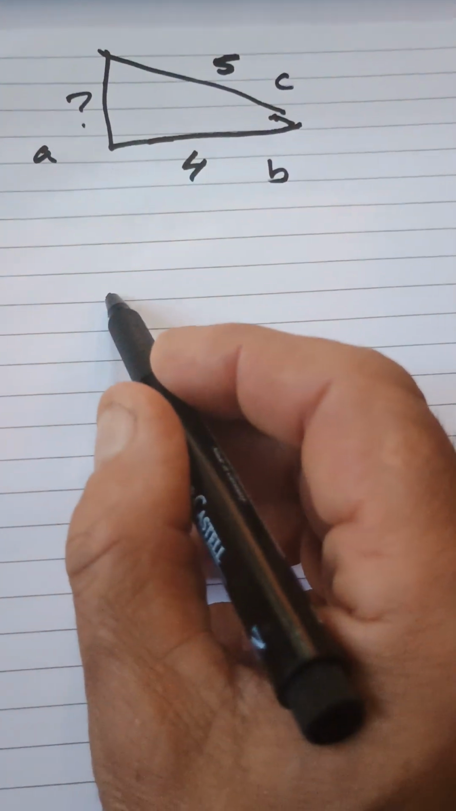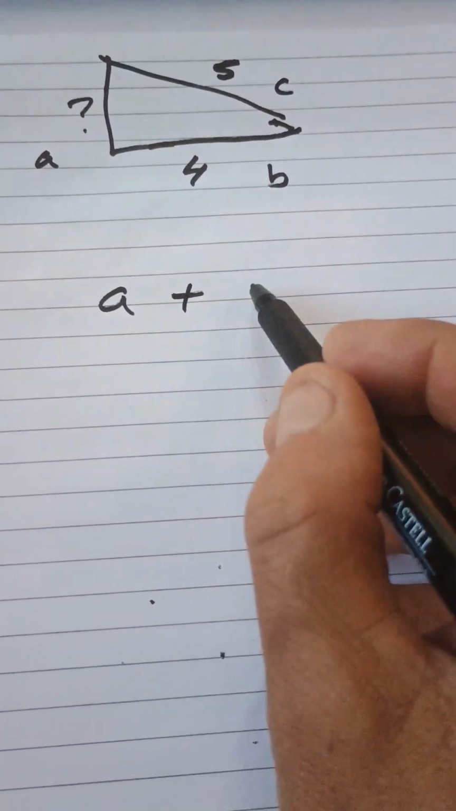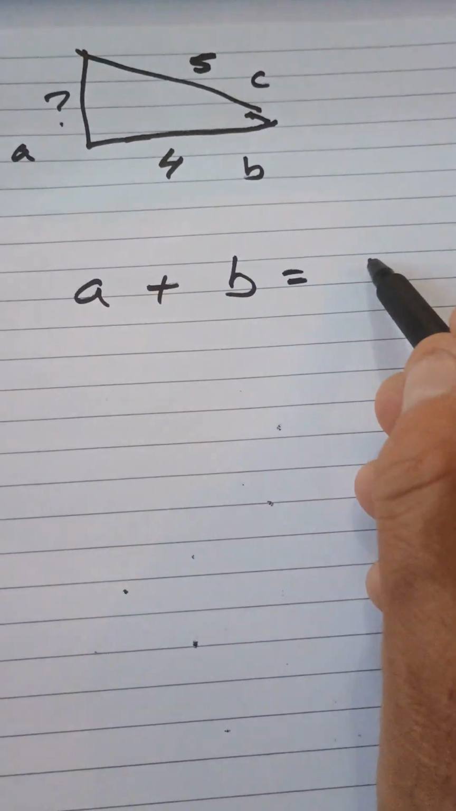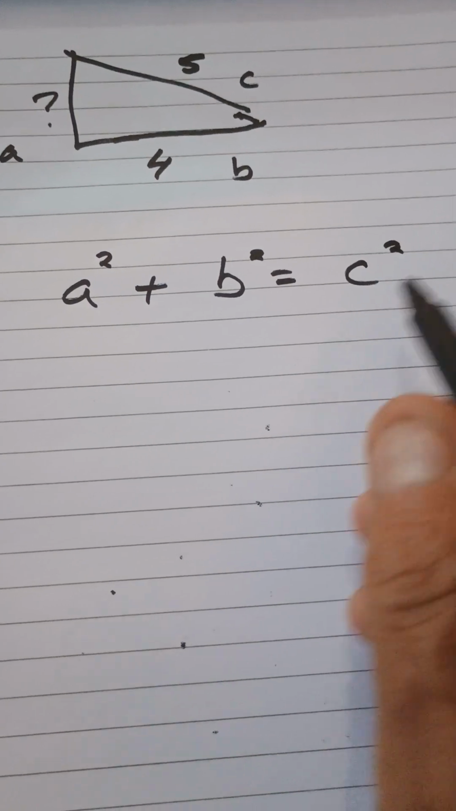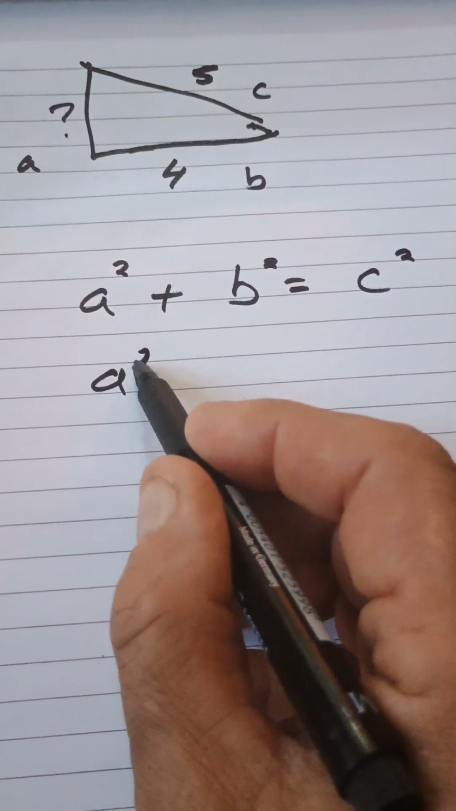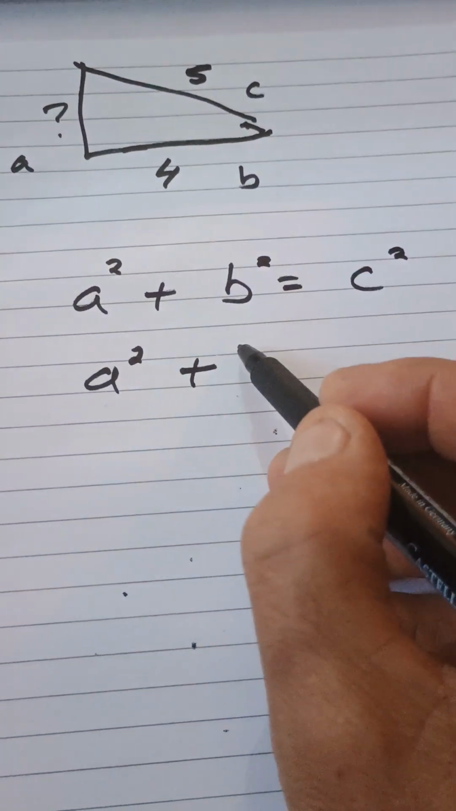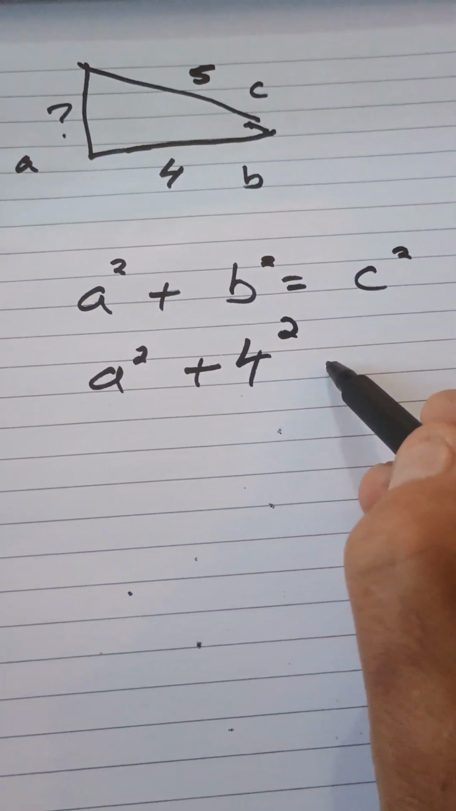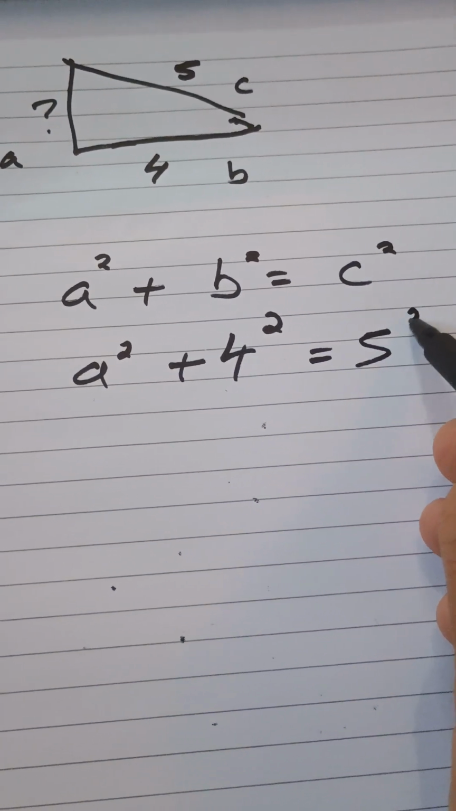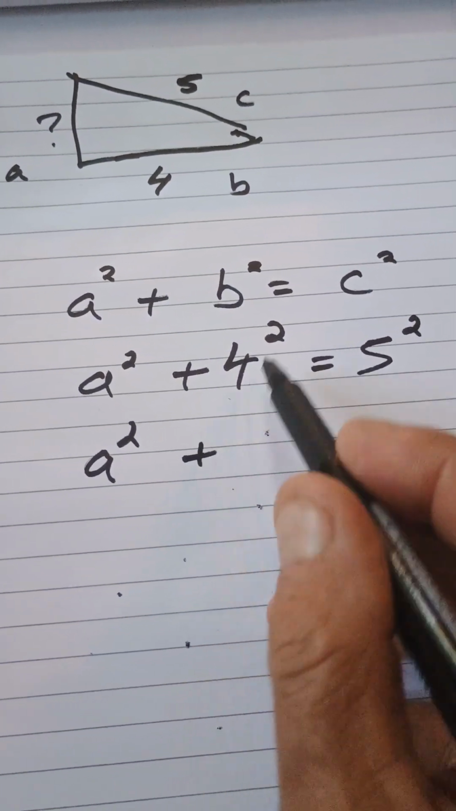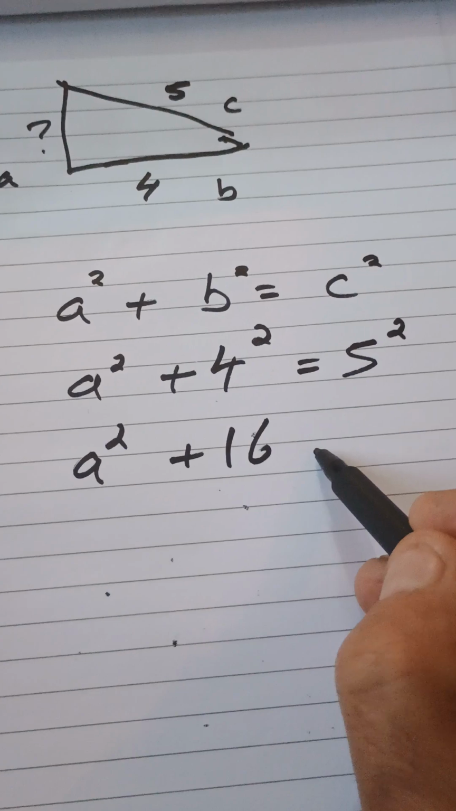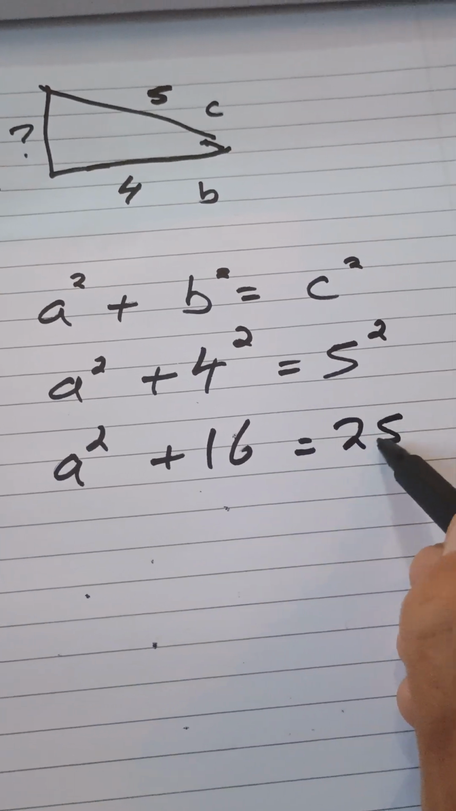Okay, so in that case, we label them A, B, and C. We know the long one this time, and one of the short ones is missing, so we write that down. We're going to have A plus B equals C. Of course, they're all squared. And then we're going to have A squared plus 4 squared equals 5 squared. So then we have A squared plus 4 4s, 16. 5 5s, 25.